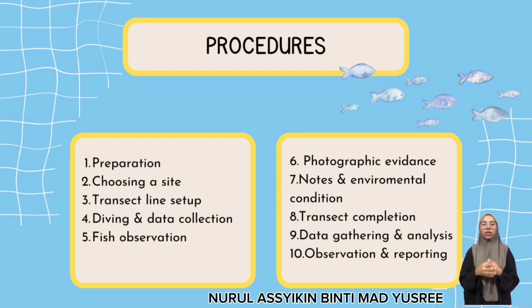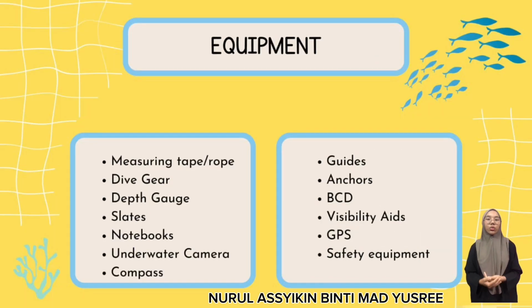Then, diving and data collection. Next, watch the different fish species that come into your area. Then take pictures or movies of the fish species. Next, notes and environmental data collection. Then transect completion. Then put the information gathered about fish species in order. Lastly, do observation and report. These are all the equipment needed.